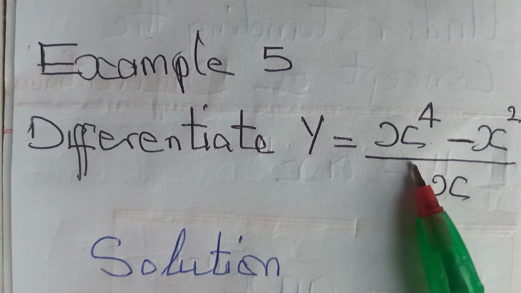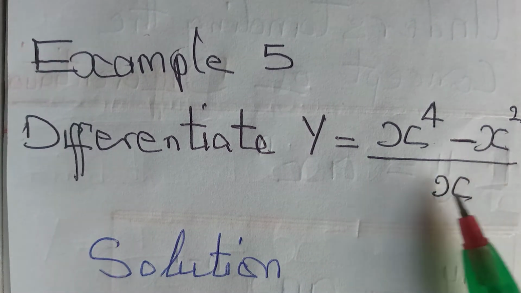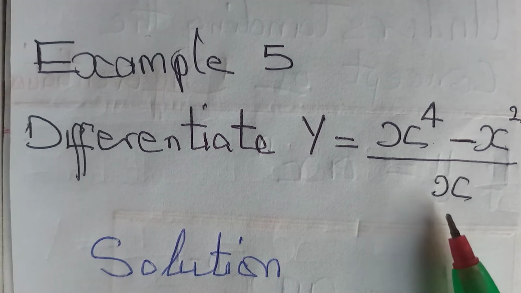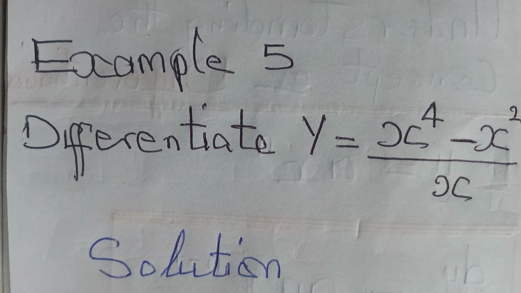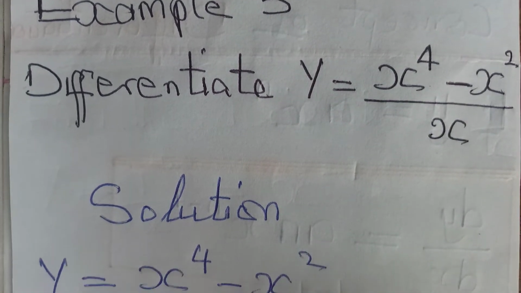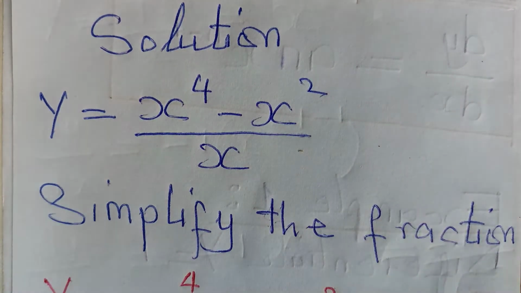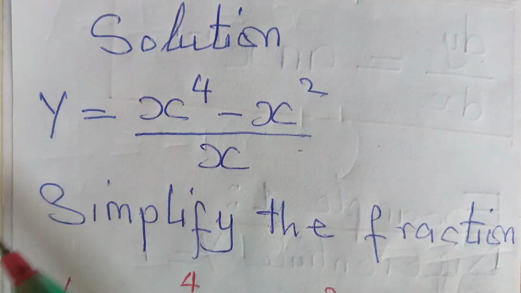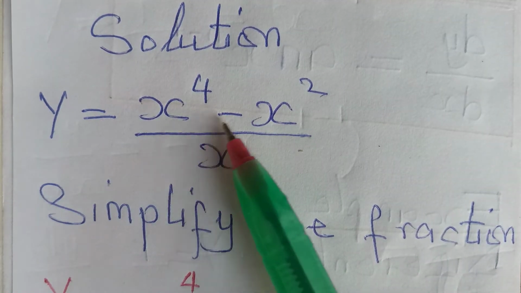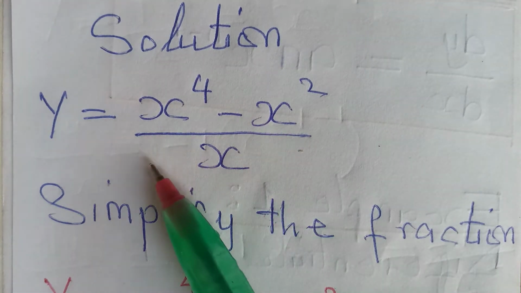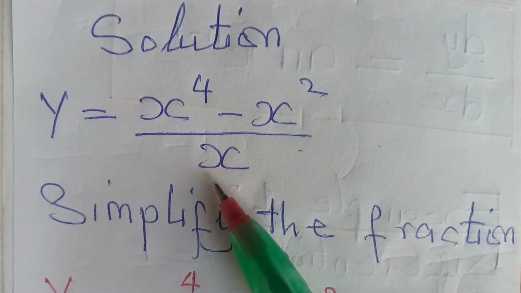y equals x raised to power 4 minus x squared, everything all over x. Now if you were asked to differentiate this equation, how will you go about it? Well, in this lesson we are going to give attention to this type of equation. Now look at the solution here. y equals x raised to power 4 minus x squared, everything all over x.